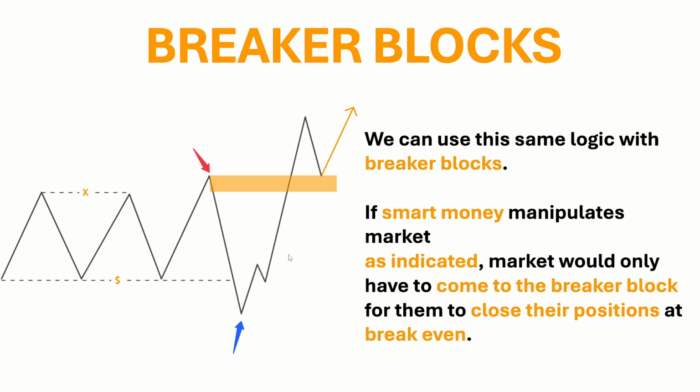Now, the same logic can be applied to breaker blocks. If the market were to come and manipulate and sweep above these highs, stopping out any retail sellers right here, triggering their stop loss, and using that buy side liquidity to place a huge sell order in order to push price downwards. Once price moves upwards from the sheer amount of volume up here, price would only have to return back to this breaker block right here, as we call it. This is the concept we know as a breaker block. Price would have to return to the breaker block in order for them to close their positions at break even before the market continues in the desired direction, or the bigger position, which is their buy order.